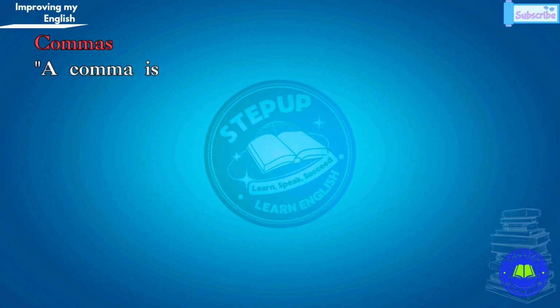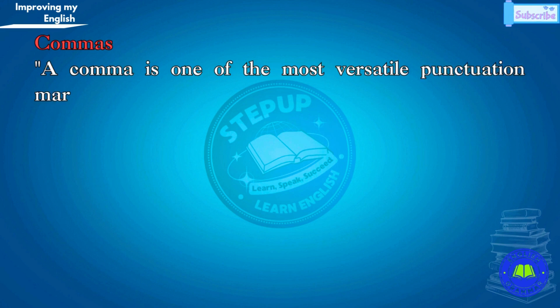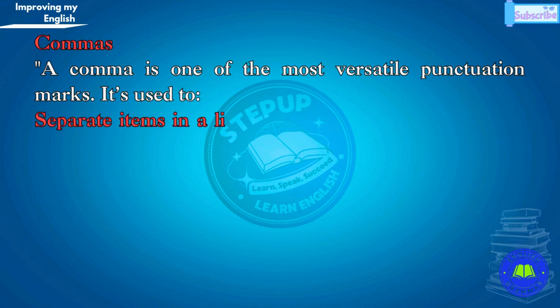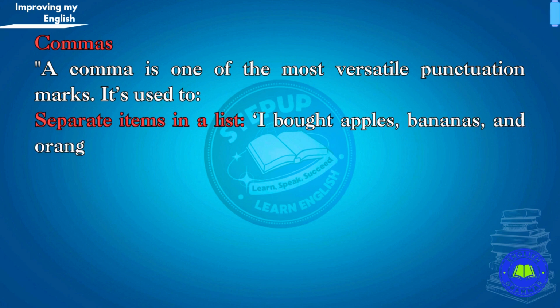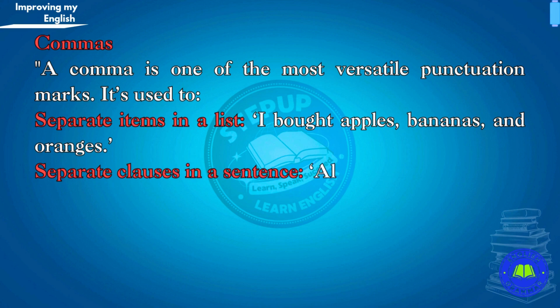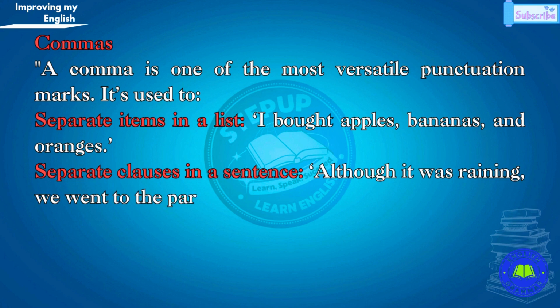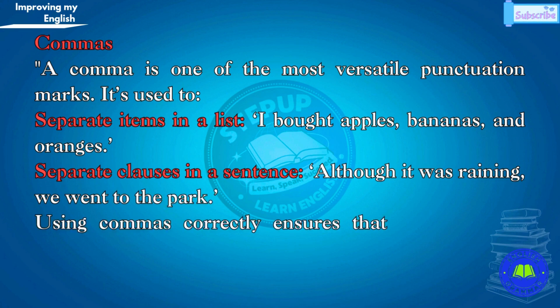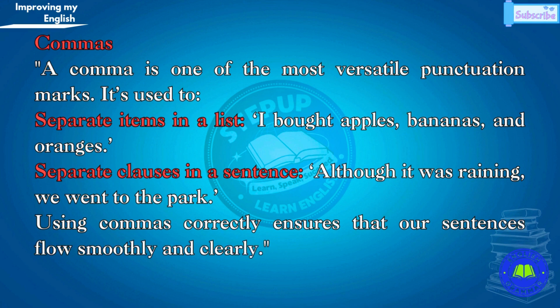Commas. A comma is one of the most versatile punctuation marks. It's used to separate items in a list: I bought apples, bananas, and oranges. It also separates clauses in a sentence: Although it was raining, we went to the park. Using commas correctly ensures that our sentences flow smoothly and clearly.